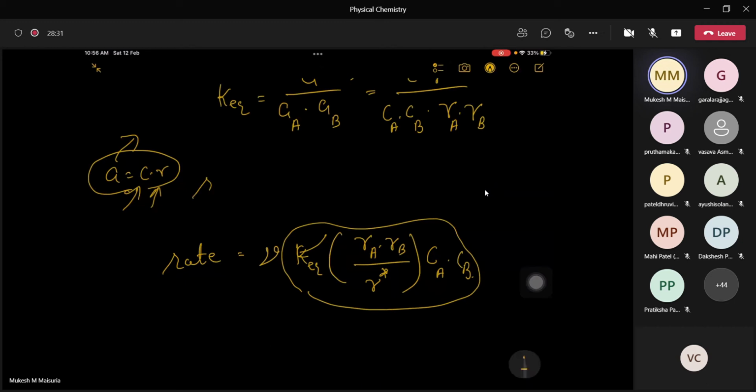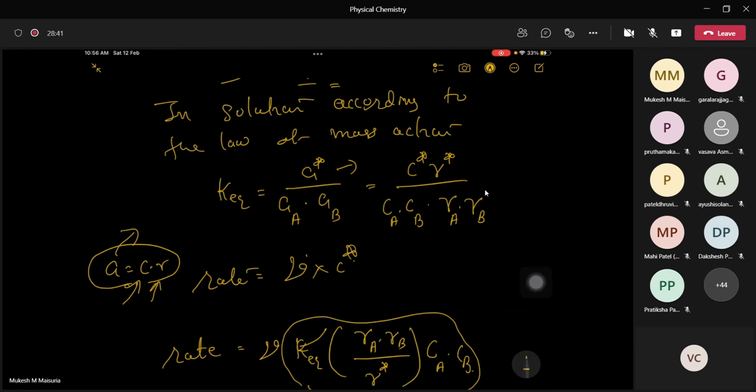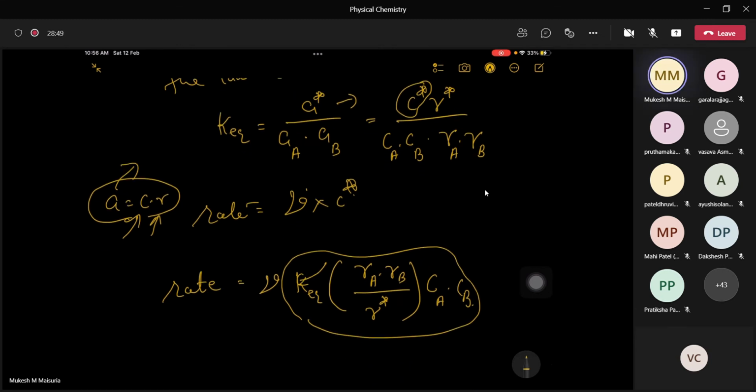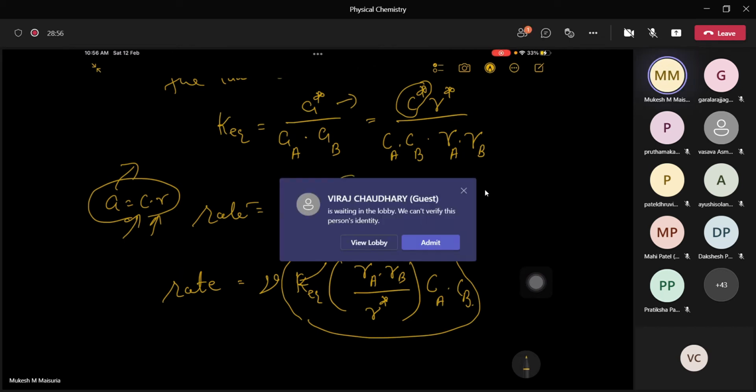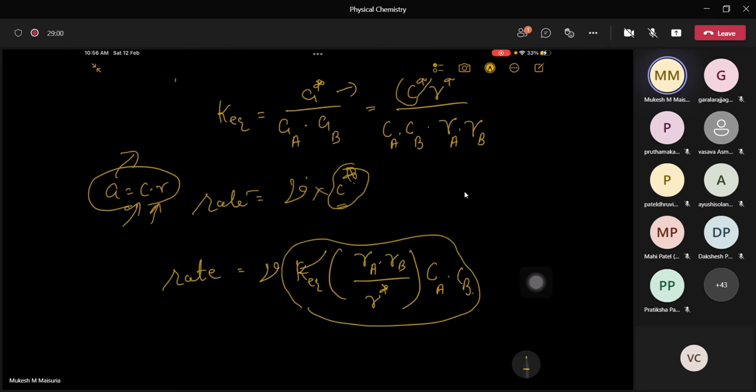So rate is equal to frequency into C star. This C star is equal to K equilibrium. That is, we have simply substituted the value of concentration of activated complex. Understand?